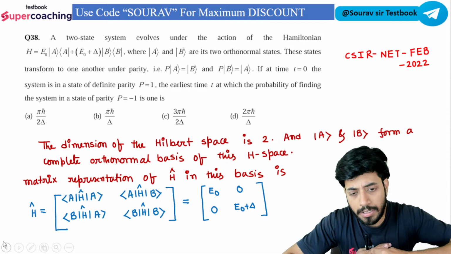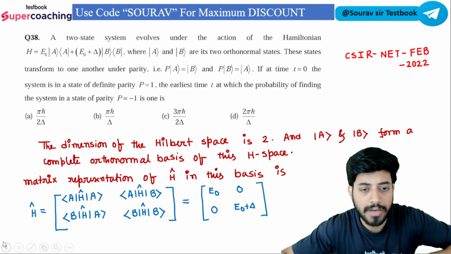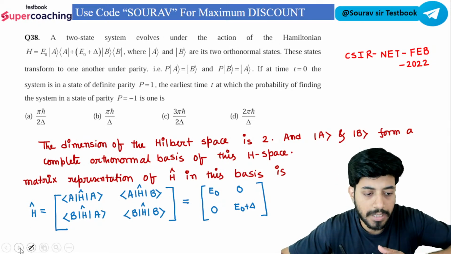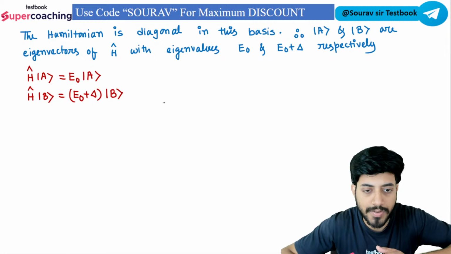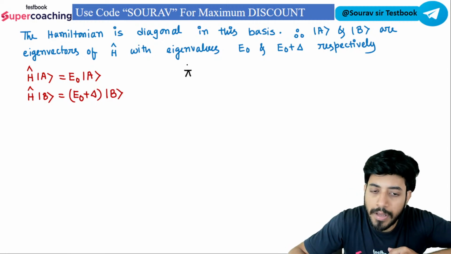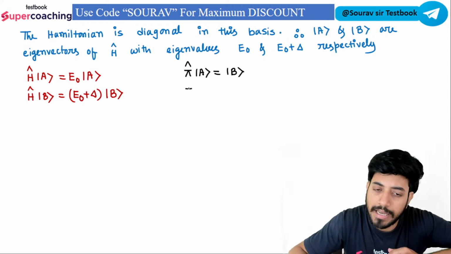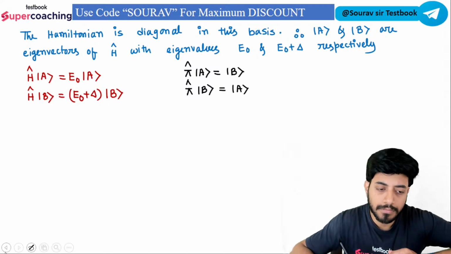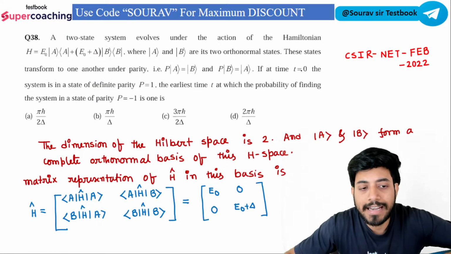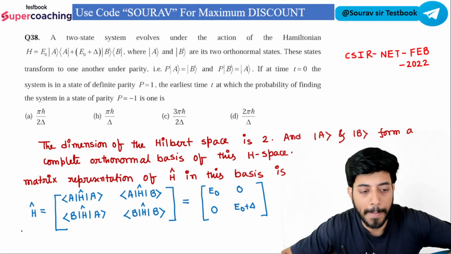Now, we know that parity operator operates on A gives you B, parity operator operates on B gives you A. There are some extra information. Pi cap operates on A, gives you B. हम लोग पैरेलल ऑपरेटर को पाई से रिप्रेजेंट करेंगे and pi cap operates on B gives you A. क्या बोला गया है? At t equal to 0, the system is in a state with definite parity p equals to 1.